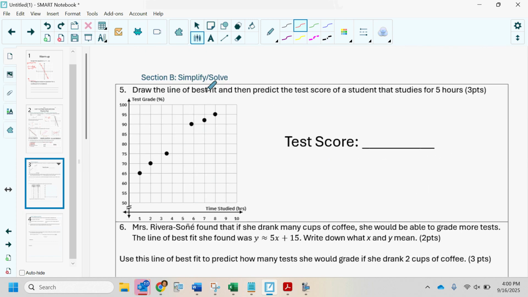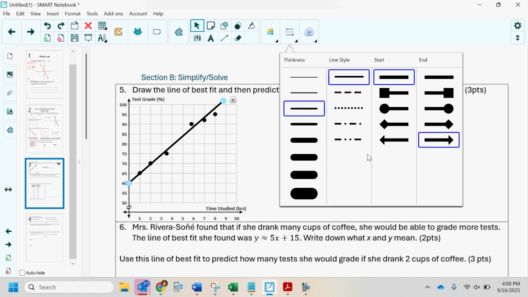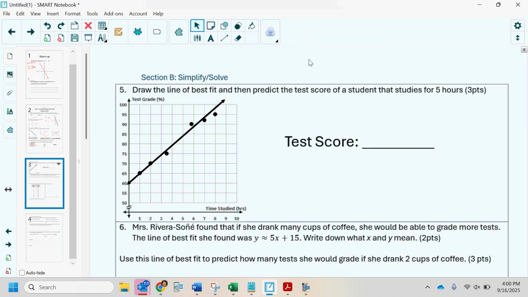So we're going to draw a line of best fit and then predict the test score of a student. So I'm going to take our line tool. On a test, you can use a ruler. And so you can see my line goes right through the middle of our data. We got a line with arrows on both sides. And then what you can do is you can use your ruler.